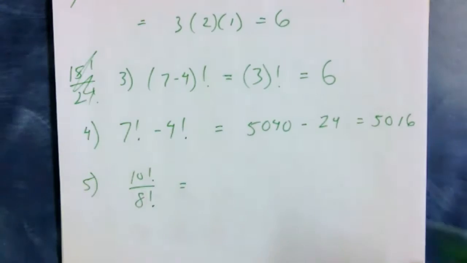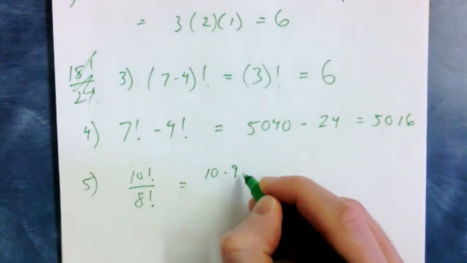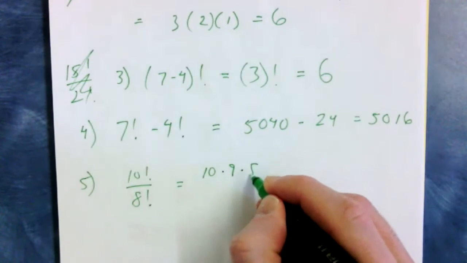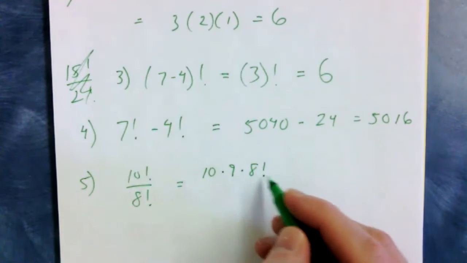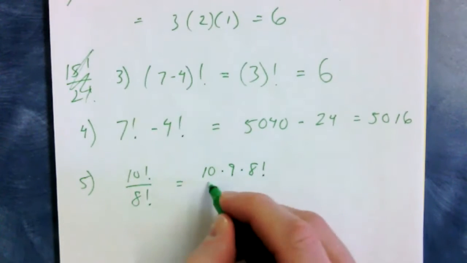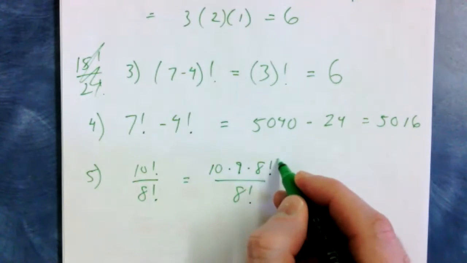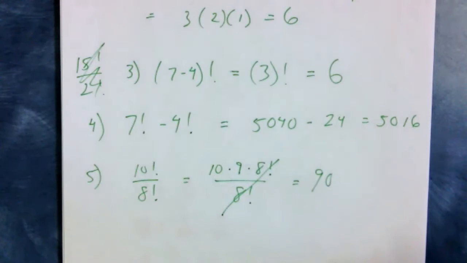So I want to find an 8 factorial on the top. 10 factorial is 10 times 9 times 8 times 7 times 6 times 5 times 4 times 3 times 2 times 1. But in this case, if I work it down to 10 times 9 times 8 factorial, stop there because the 8 factorial implies 8 times 7 times 6, and so on, over 8 factorial. These are all multiplying, which means we can cancel. 10 times 9, 90.